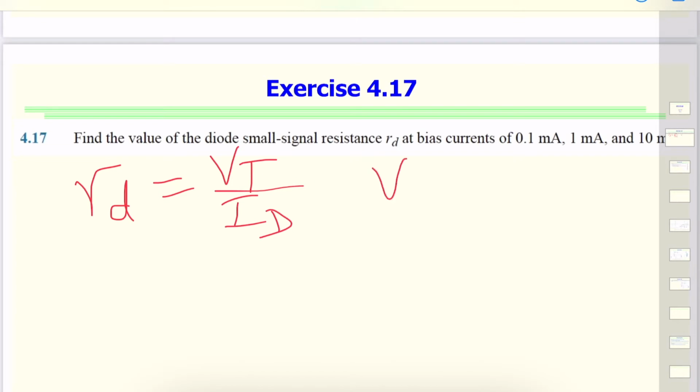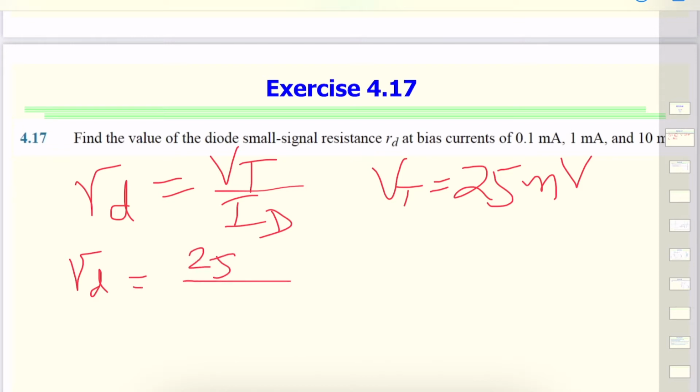and we know VT is 25 millivolt at 20 degrees Celsius room temperature. So for all three values, we will just plug in these values. 25 milli, we'll put 10 raised to power minus 3, and 0.1 milliamp, we get 250 ohms.